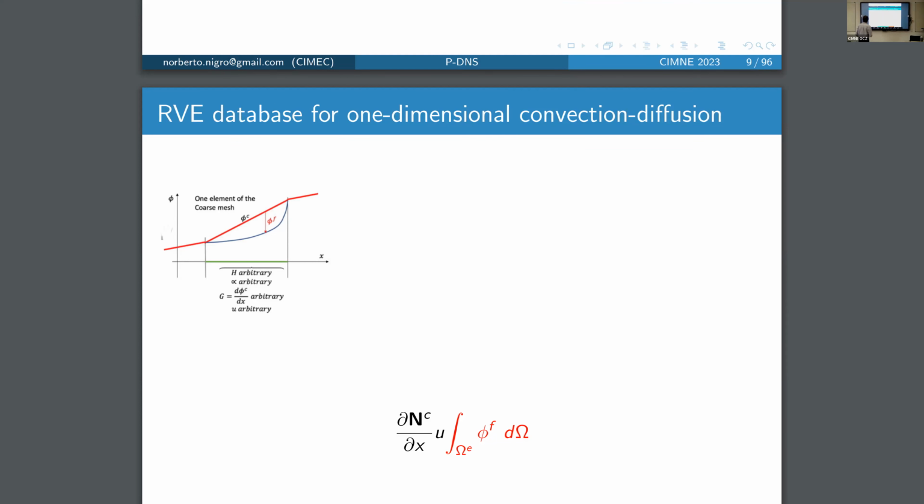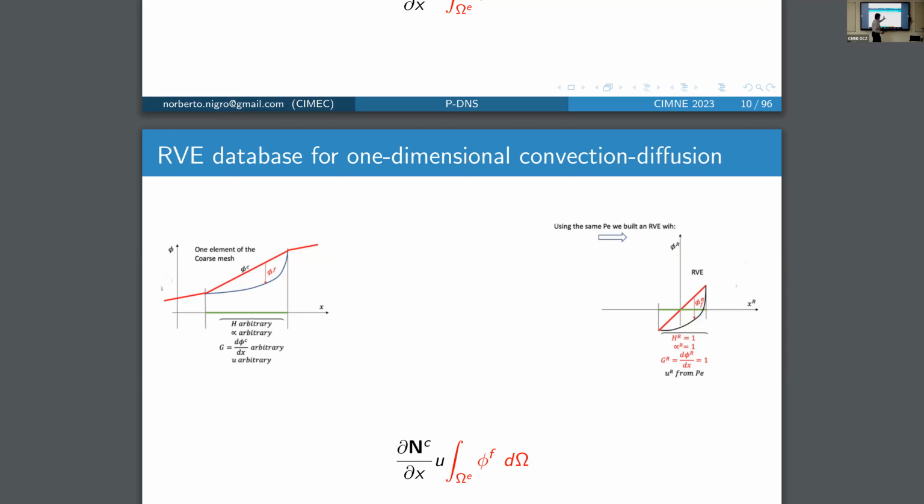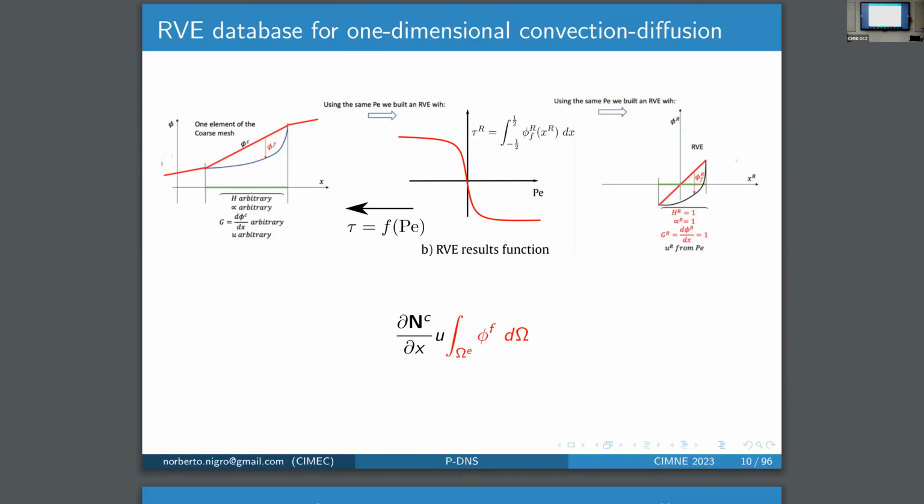Well, we try to put these coarse mesh problems. For example, here you have the coarse solution, you have the fine solution, and you have to convert this problem into a dimensionless problem here in the RVE, where you have to keep the same dimensionless parameter. In this case, advection diffusion, you have to maintain the same Peclet.